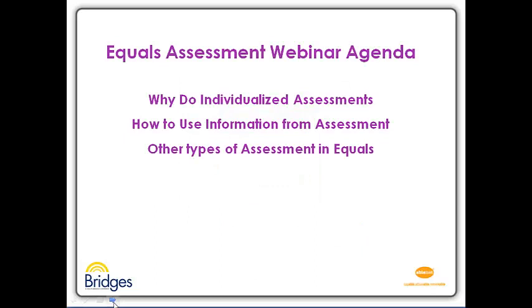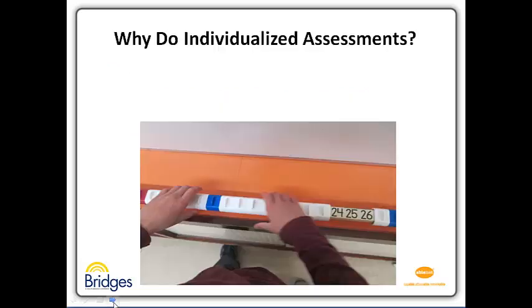In this webinar, we're going to focus on 3 aspects of the Equals assessment. We're going to talk about why it's important that you do an individualized assessment for each of your students. We're going to look at how you will then use the information from these assessments. And then we'll also discuss briefly the other types of assessment that will take place on an ongoing basis throughout Equals. So why is it important that we take the time to do these individualized assessments?